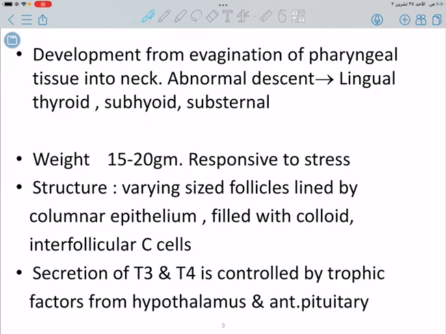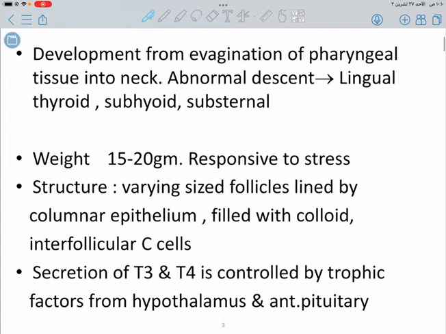Sometimes, along the descent of the thyroid into its position in the anterior parts of the neck, an abnormal descent happens. Either it becomes a lingual thyroid, where the thyroid is just behind the tongue or on the posterior aspect of the tongue, or sometimes it descends more than expected to substernal or sternal.